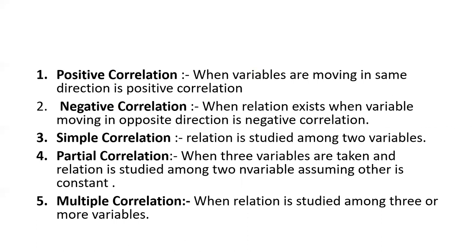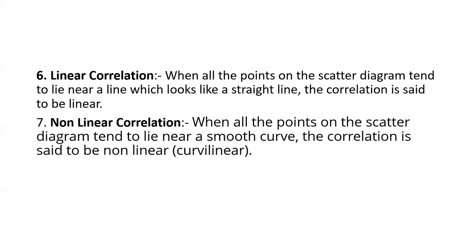Then multiple correlation, when the relation is studied among 3 or more variables. Suppose the pre-monsoon has started, so how much rain has fallen, and the amount of thundering and lightning and rainfall. These are 3 different variables. When you try to find any association between these variables, the number of variables is more, so it is called multiple correlation.